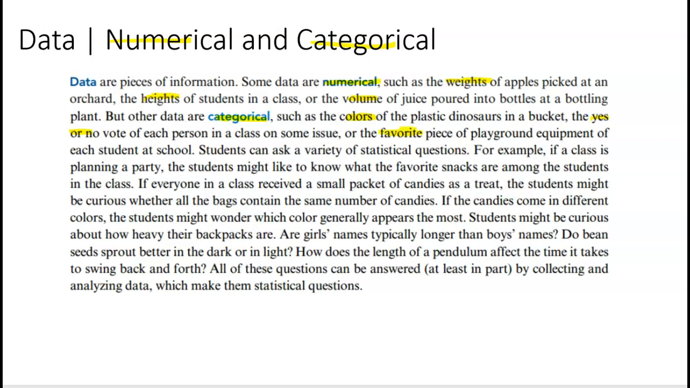So there's a variety of statistical questions. If we were planning a party, we might like to know favorite snacks. If everyone in class received a small packet of candies, we might be curious whether they contain the same number. Whereas the favorite snacks here is going to be categorical, the number of candies is going to be numerical.